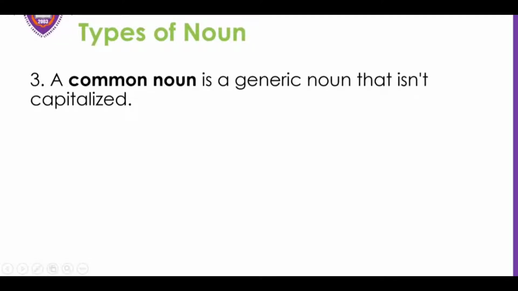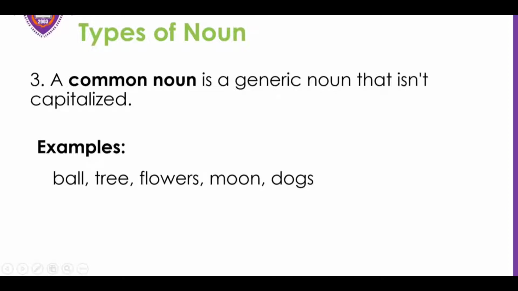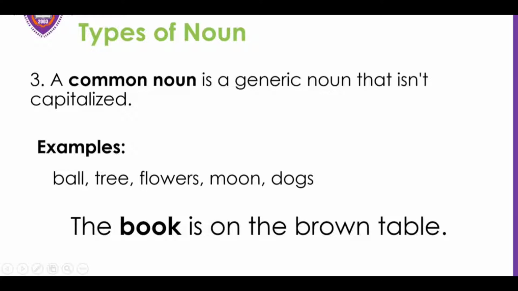Number 3. A common noun is a generic noun that isn't capitalized. Examples: ball, tree, flowers, moon, dogs. Example sentence: The book is on the brown table. Book is a common noun because you do not know the exact title of the book. That is why it starts with a small letter.